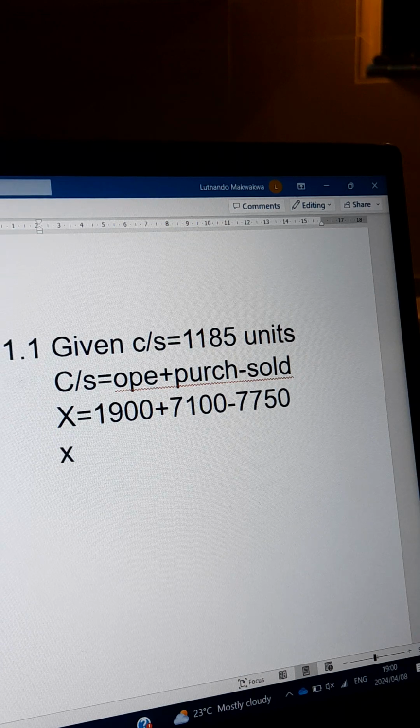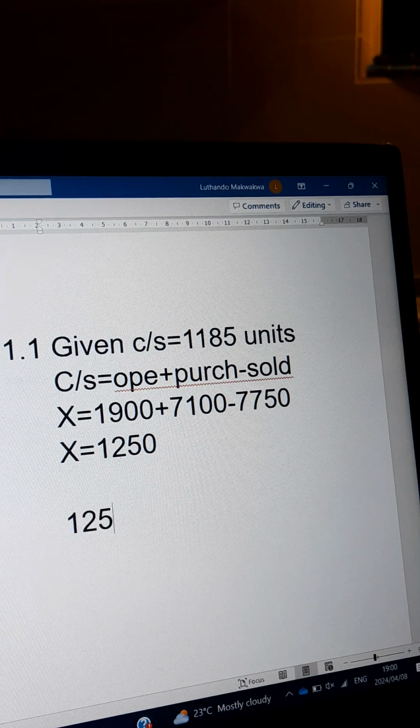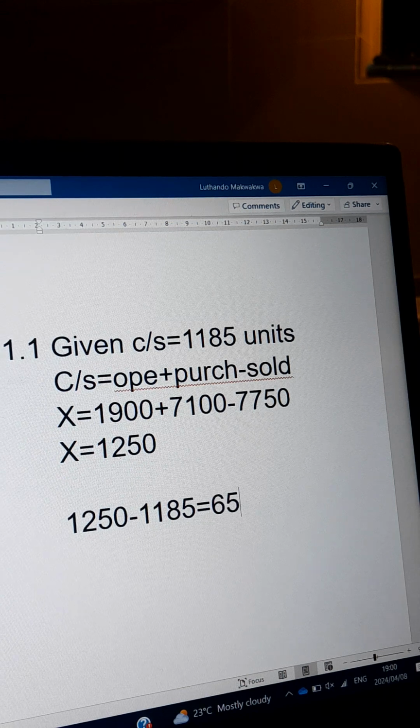Our X will be equal to 1,250. So this is our X. We compare X versus the one that has been given. The difference between the two, the 1,250 that was calculated less the one that was given to us, will be the units of the damaged shirts.